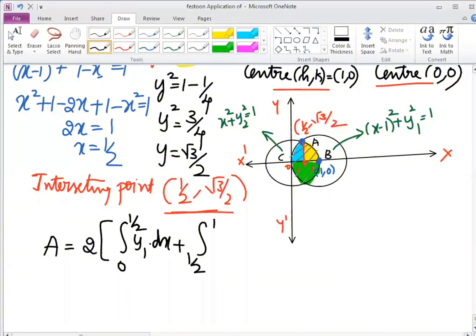Half to 1. See here, first 0 to half. That place is half. Okay, this place is half. 0 to half. Next, half to 1, y2 into dx.